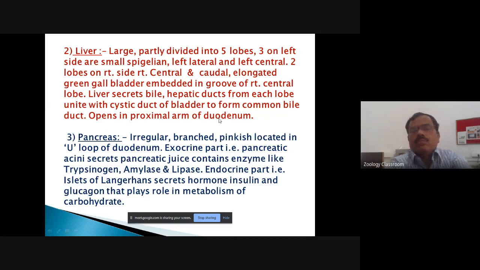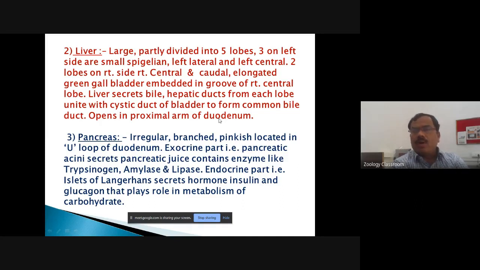Okay, now come to the pancreas. So it is the last gland. The pancreas, I have shown in the figure. This pancreas is located in the U-shaped loop of the duodenum. It is irregular, branched, and a pink colored gland. It shows two parts, the exocrine part and the endocrine part.